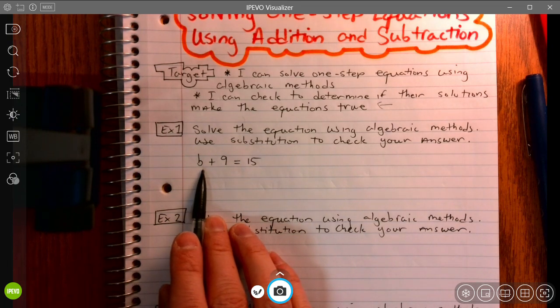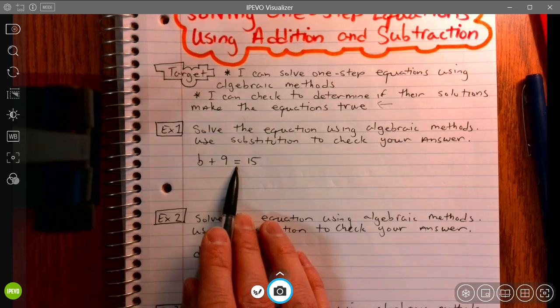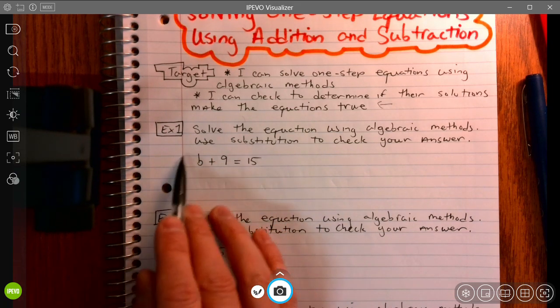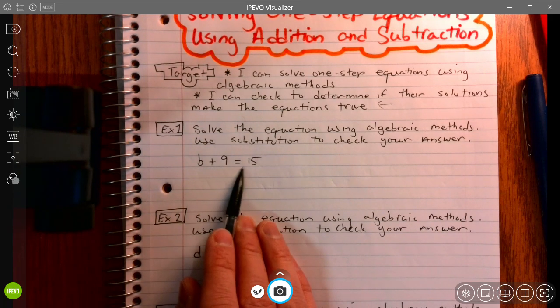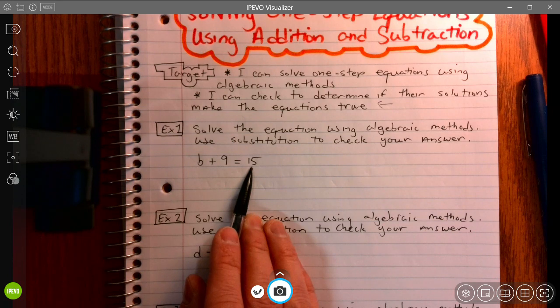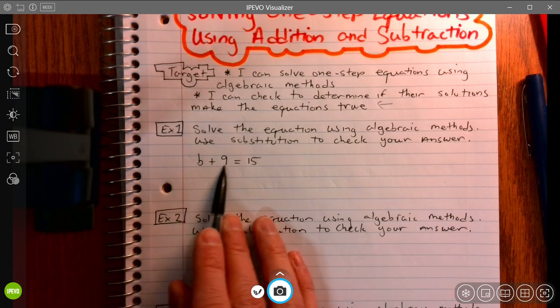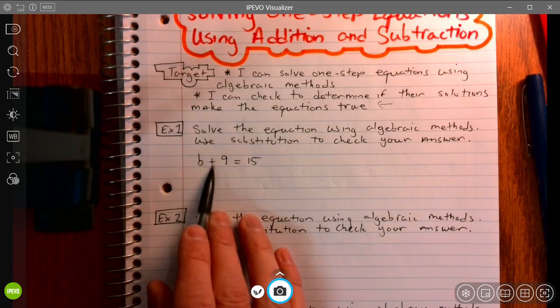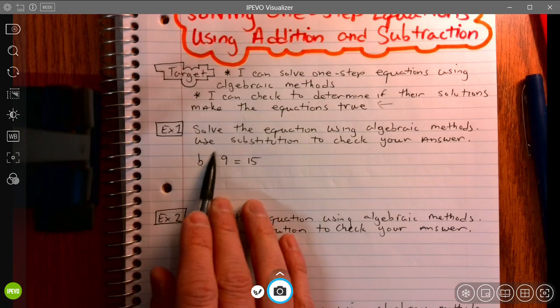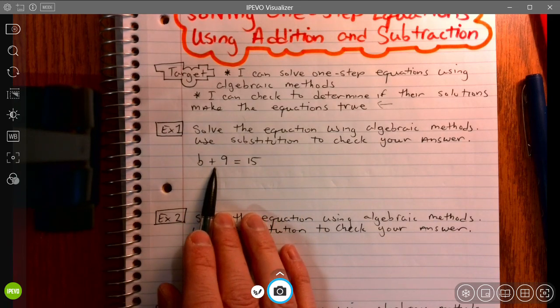And how I do that is I isolate b on one side of the equation or on one side of the equal sign. Okay, those mean the same thing. So I want to isolate b. I want to get b alone. I want it all by itself to figure out what it's worth. Okay, so I have b plus 9 equals 15. So if I want to get b alone, I want this term right here to go to 0.